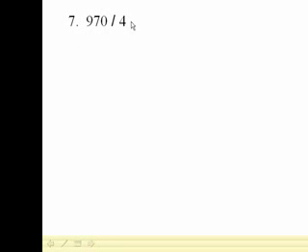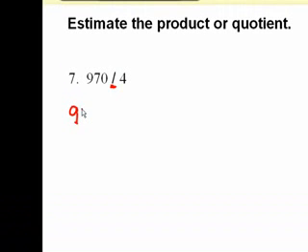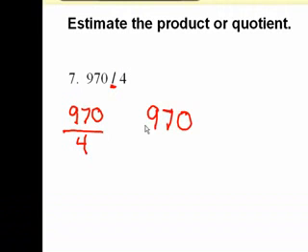Now, usually on a computer, this little slash means to divide. It's like written as a fraction. If it was a fraction, it would look like this. And really, technically, fractions mean to divide. So we have 970 divided by 4. Now the nice thing here, the 4 is already rounded. We don't do anything with 4. We leave it as 4.